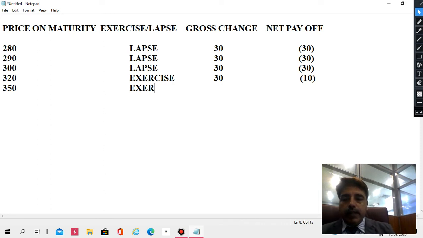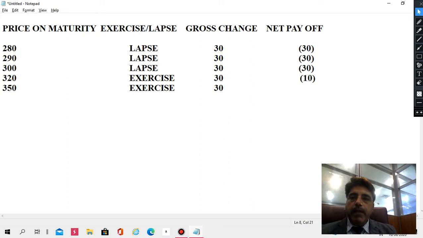He will exercise the contract. And how much? The premium will be the same, the gross change will remain the same, because every moment, whether there is profit or loss, he has to pay one fixed amount which is known as the premium, right? So he has to bear this much amount, rupees 30, at any cost, whether he lets the contract lapse or whether he exercises the call option contract.